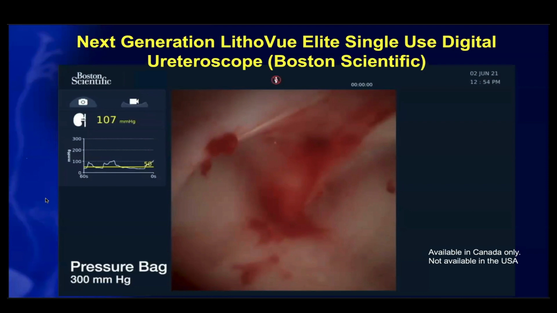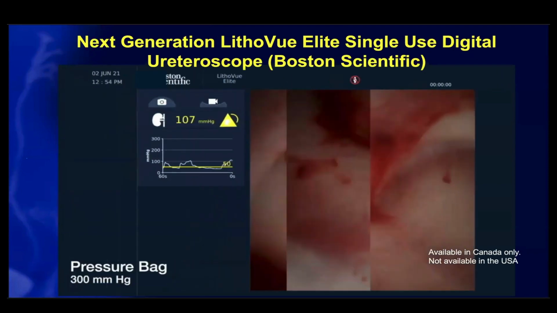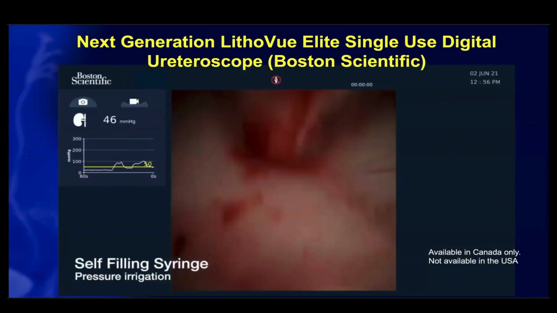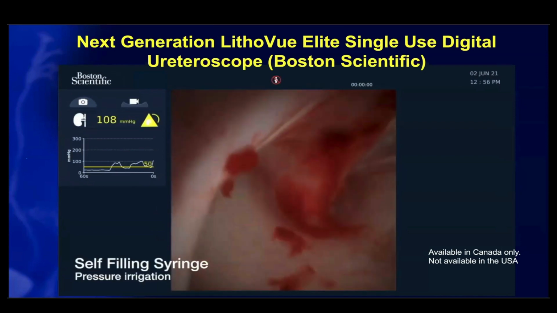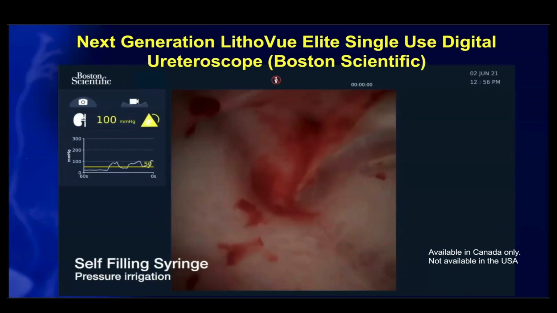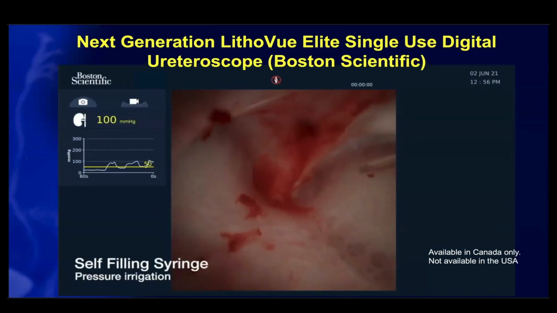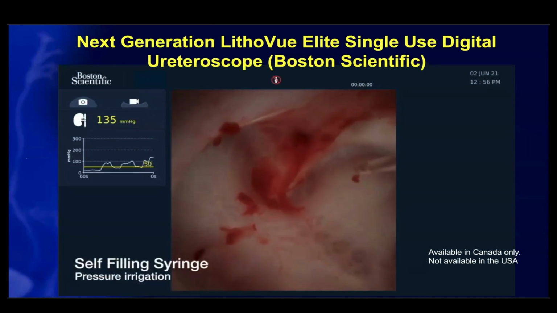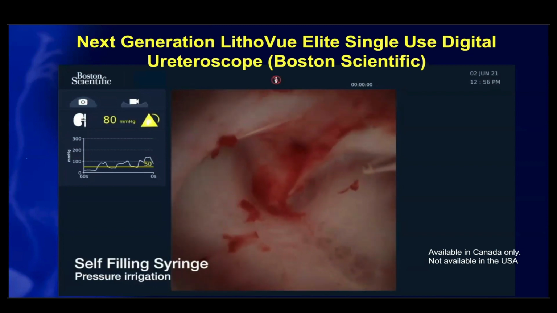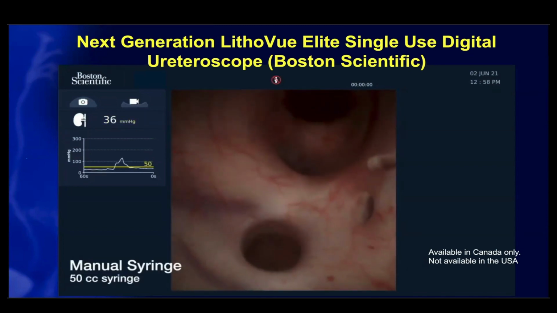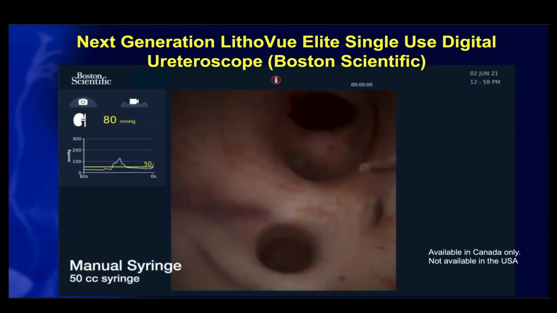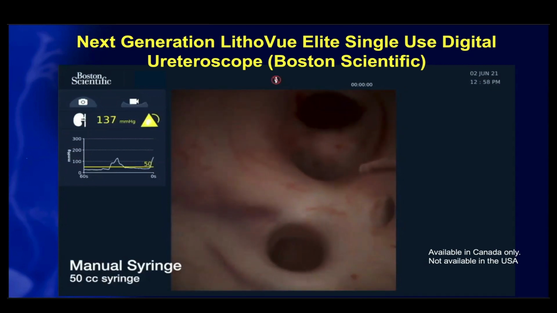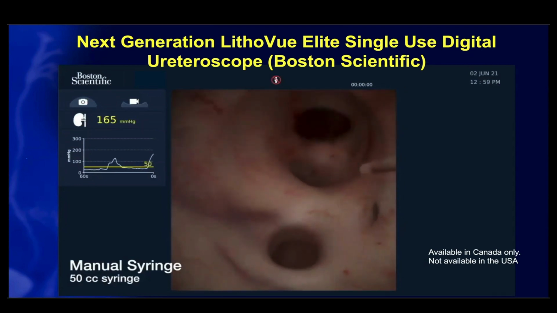And then we changed it to a self-filling syringe. We also have a laser fiber in there as well, because we thought this would be more clinically significant, but this gets well over 100. I think it's 170 or so, something like that, 140. And then we do just a manual syringe, just a 50 cc syringe, which we often do here at UBC. And you're going to see it go up to about 180 during the case.